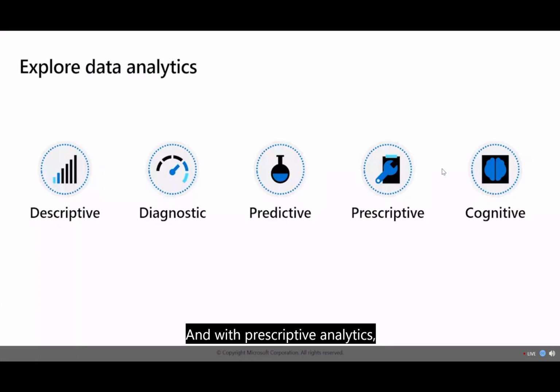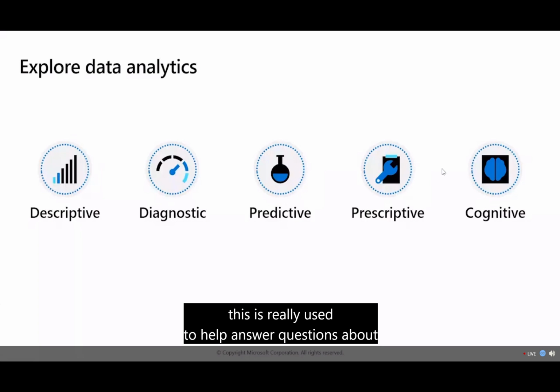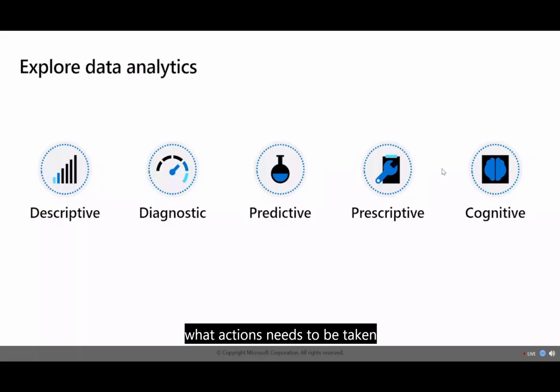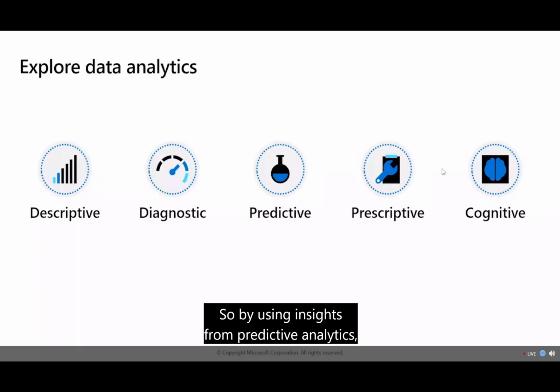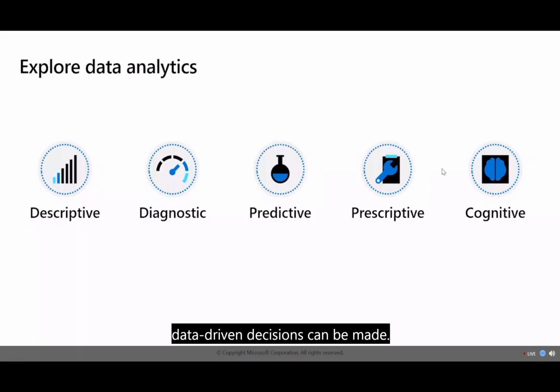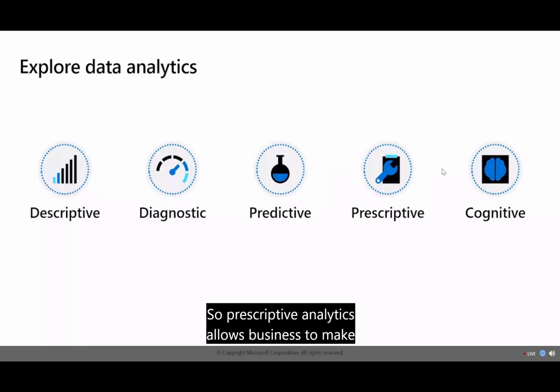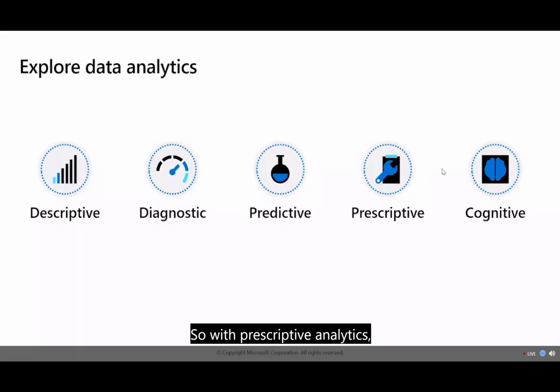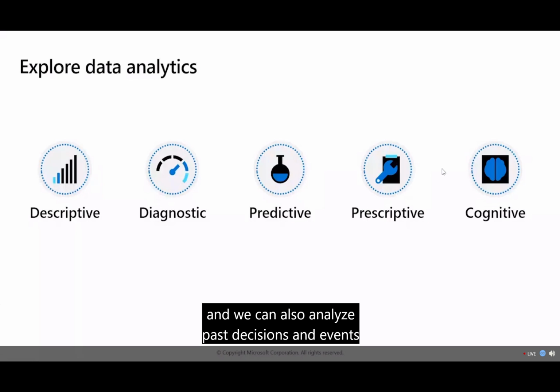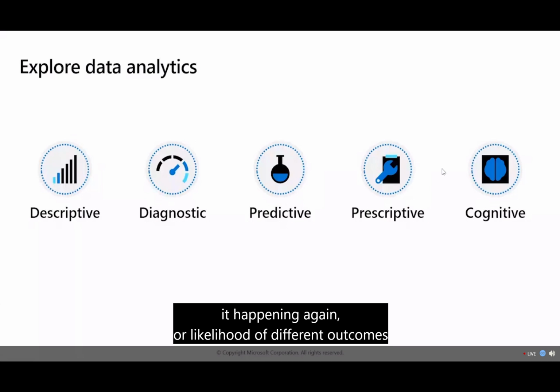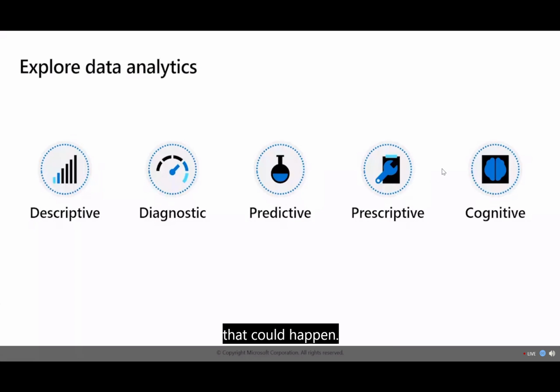And with prescriptive analytics, this is really used to help answer questions about what actions need to be taken to achieve a particular goal or target. By using insights from predictive analytics, data-driven decisions can be made. So prescriptive analytics allows businesses to make informed decisions in the face of uncertainty. With prescriptive analytics, we can rely on machine learning strategies to find patterns in a large data set. We can also analyze past decisions and events that have happened and figure out the likelihood of them happening again or the likelihood of different outcomes that could happen.